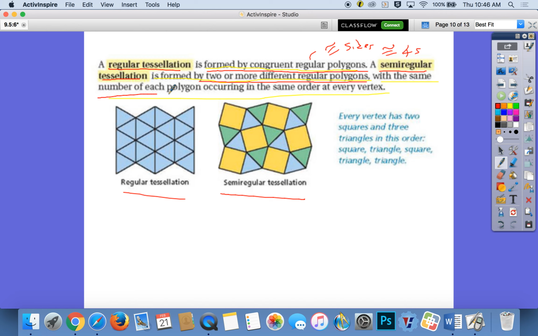Also, it says the same number of each polygon occurs in the same order at every vertex. Let's see what they're talking about here. Blue, yellow, green. Green, green, blue, yellow, yellow. Yellow, yellow, blue, blue, green. So every vertex has 2 squares and 3 triangles in this order. As you start exploring these, you'll see that the patterns repeat themselves.